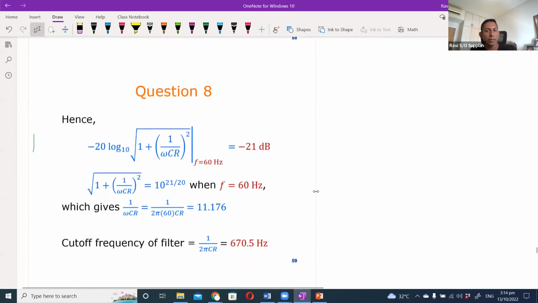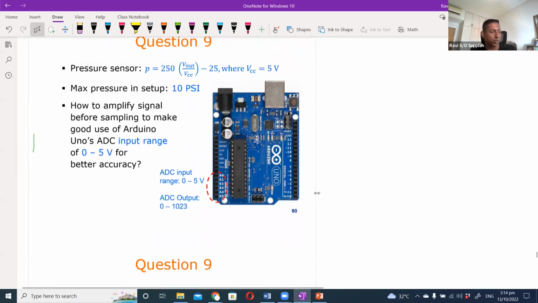Okay, so next is question 9. Last two questions. The last two questions are again design questions on interfacing with sensors and so on. So what we have is a pressure sensor, 250. The expression is this. Again, like I said before, these are important information that we need to extract from the data sheet of the peripheral sensor that we buy.